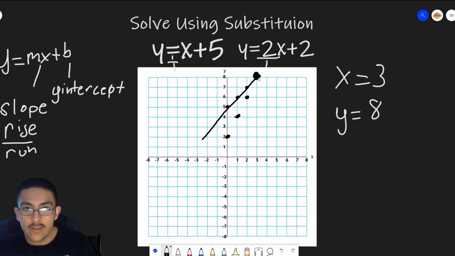And this is where they intersect. Let's just make our line. They should intersect at (3, 8). Let's check: 1, 2, 3. Yep, 3. And I'm guessing it's going to be 8. So they do. The answer for these two is where they intersect, and they intersect at (3, 8).